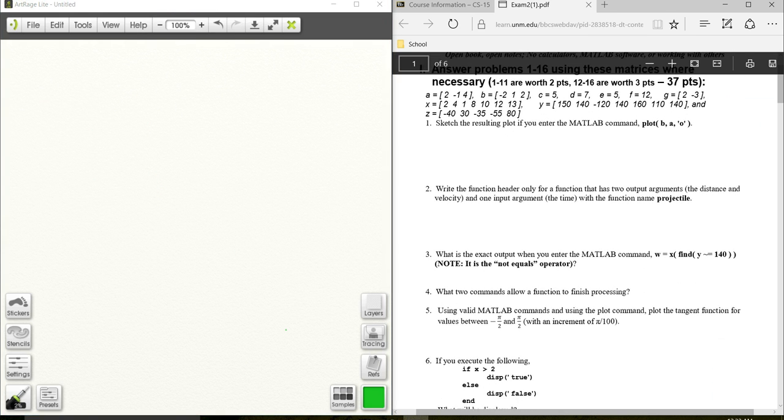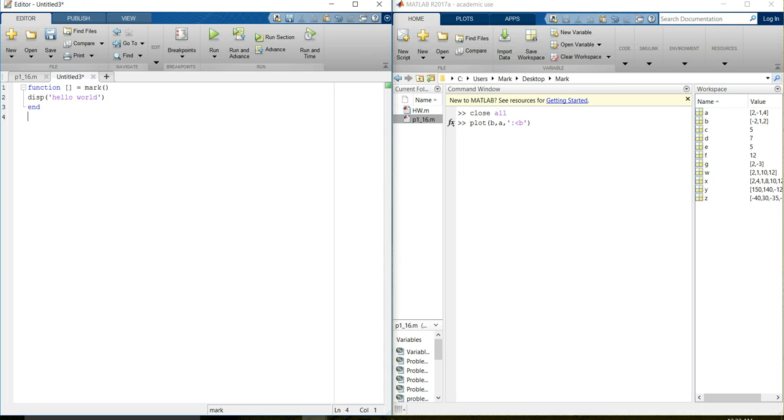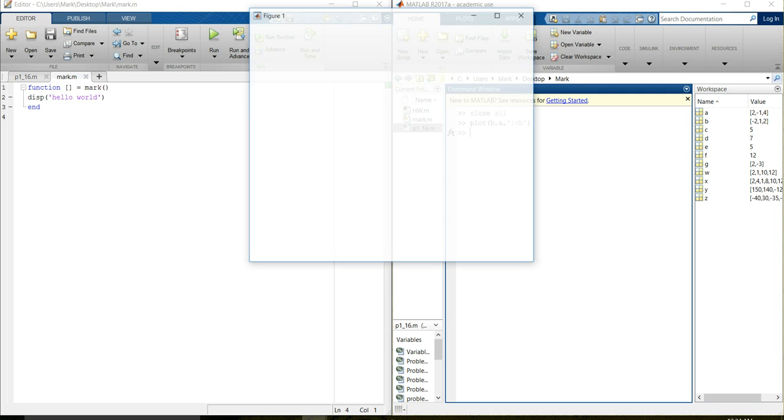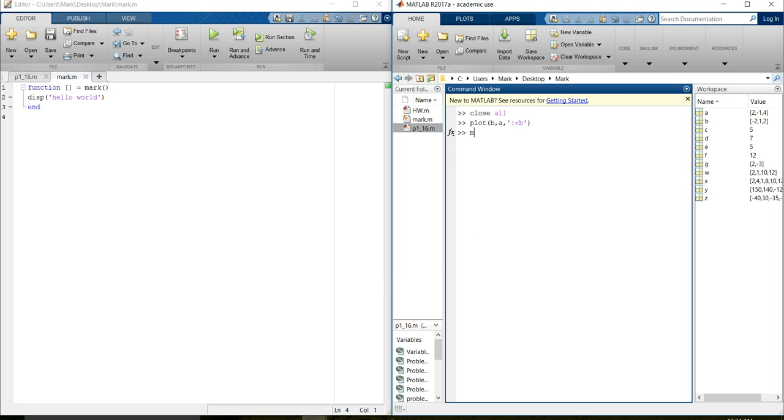And you know what? Let's kill 2 birds with 1 stone. Let's jump over to part 4, what 2 commands allow a function to finish processing. I come here, I could say end, and I could save it as mark. Did I run this for you? I don't think I did. Hey, there's your triangles and your dots. Sorry. I could say mark, and it's going to print out hello world.